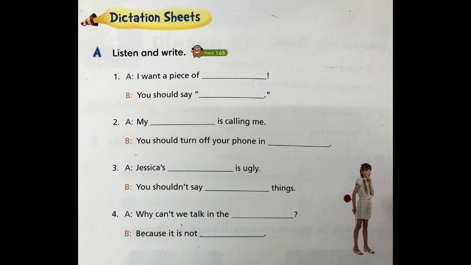3. Jessica's dress is ugly. You shouldn't say mean things. 4. Why can't we talk in the library? Because it is not polite.